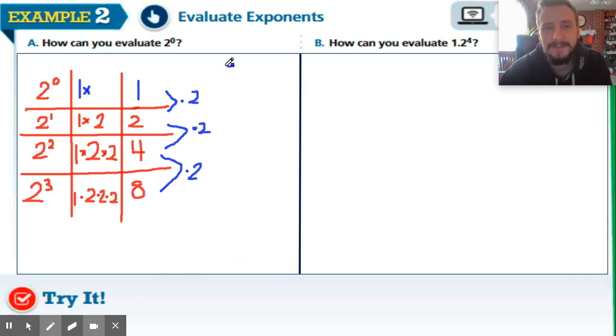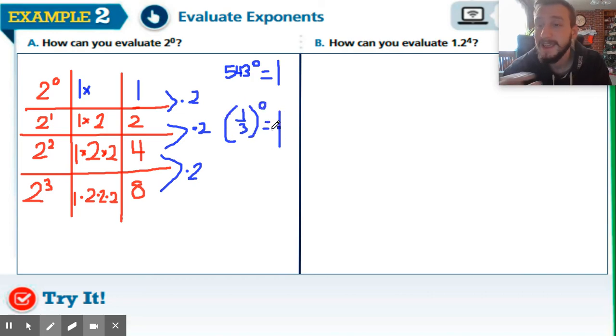Okay, so if I said 543 to the power of 0, what would that be? 1. Any number, it could be 1/3, the fraction 1/3 to the power of 0, it'll still be 1. Any number raised to the power of 0 will be 1. Remember that. That's the 0 power rule.